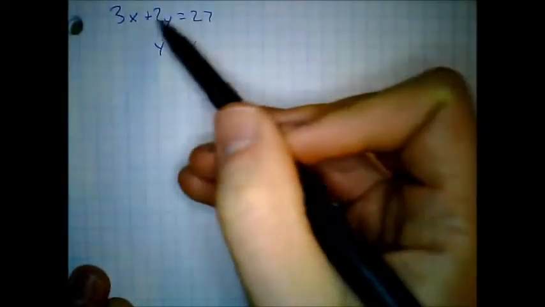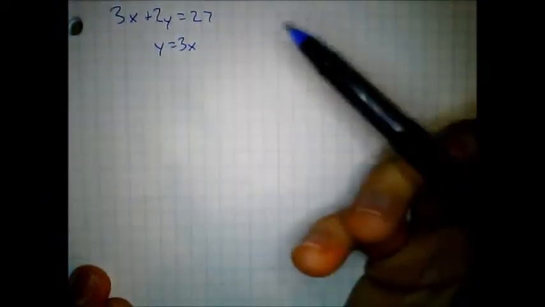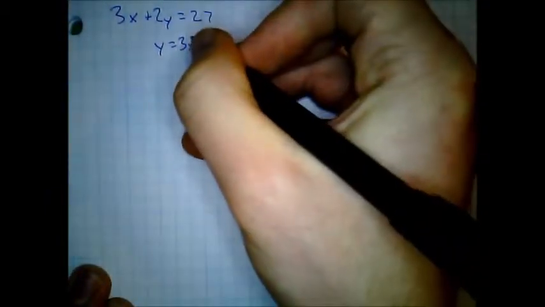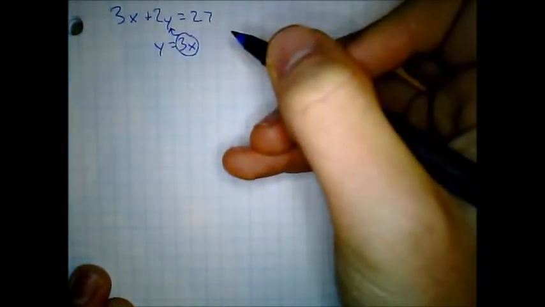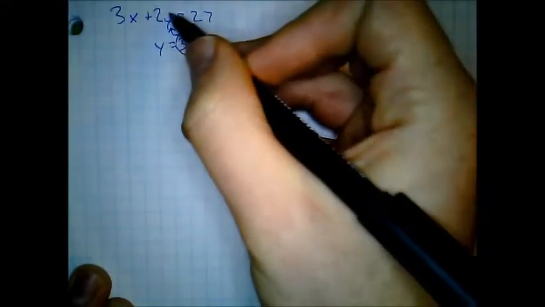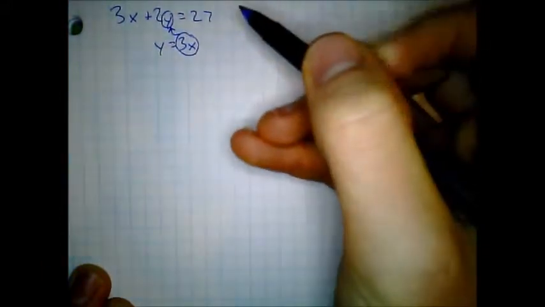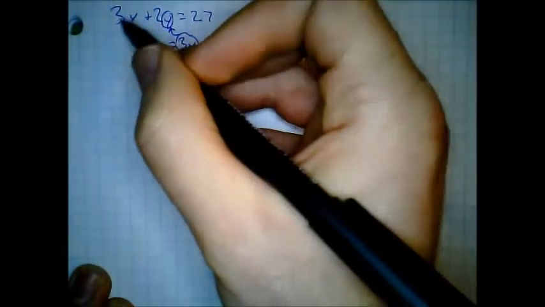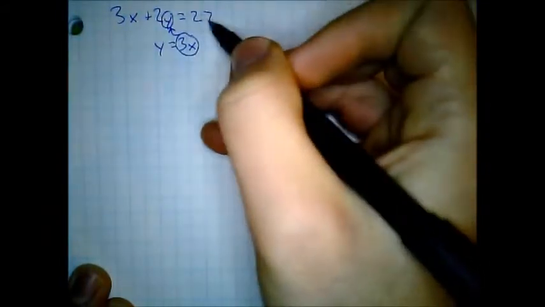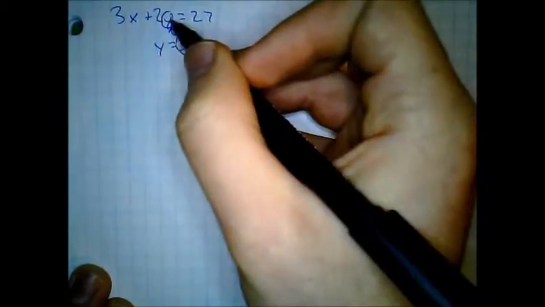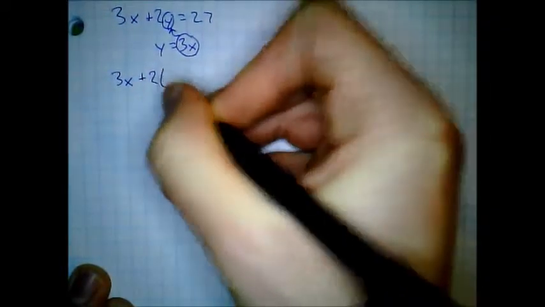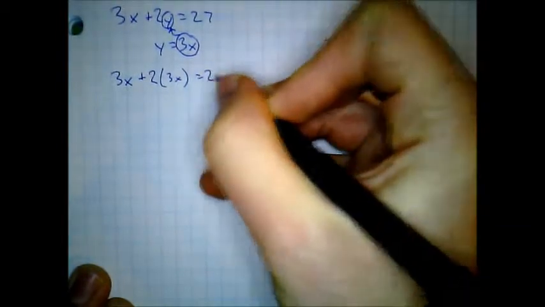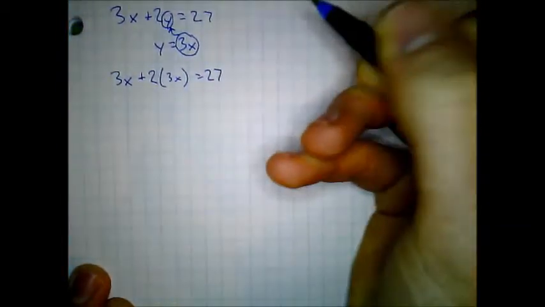Okay, so we have 3x plus 2y equals 27. But we're still going to do the same thing. We're still going to substitute this 3x in for this y. So if we have 2 of our y's, that means we're just going to have 2 of our 3x's. So instead of having 2y, we're going to have 2 times our 3x. So when we substitute, we have 3x plus 2 times 3x equals 27.